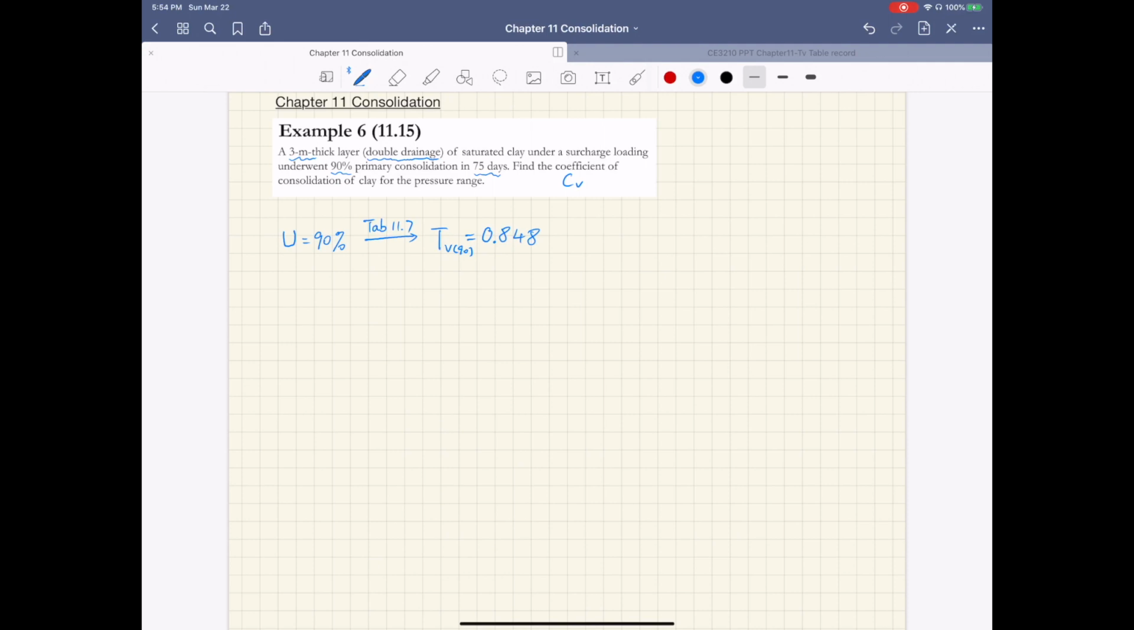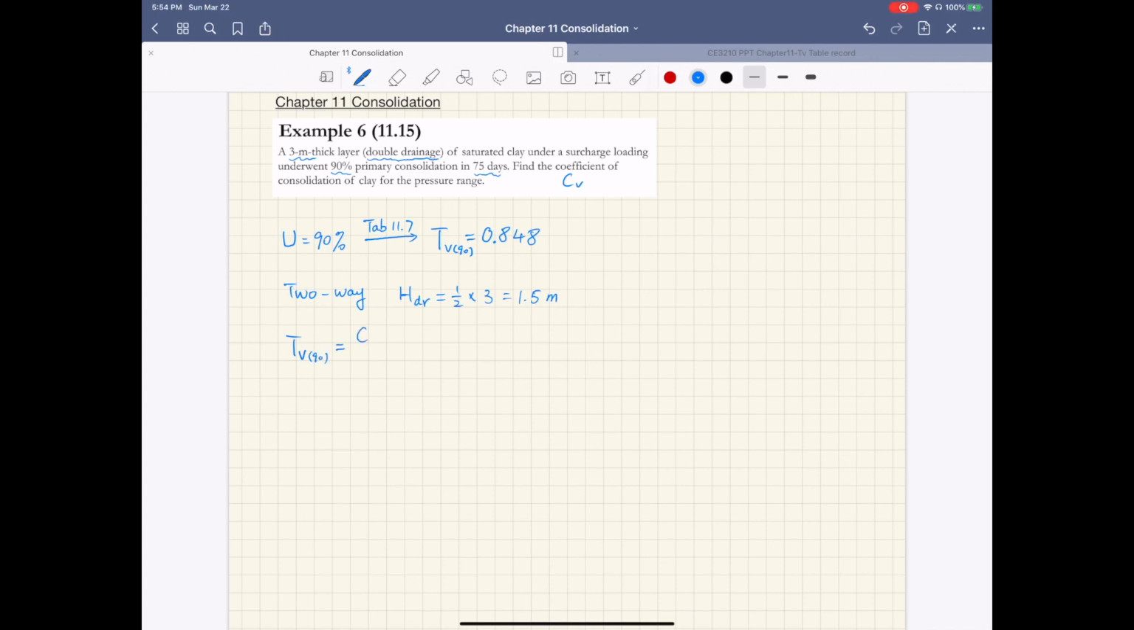Because this is a two-way drainage case, the clay has double drainage. So the maximum drainage distance H sub DR is half of the thickness of the clay layer, so 1/2 times 3, which is 1.5 meters.